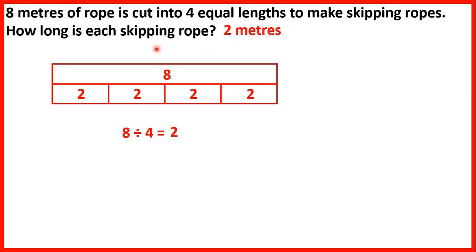We know that for this question we need to divide, because they've given us the total, and then they've given us the number that this total has been split into. So to work out our answer, we need to work out 8 divided by 4, and that's 2, because 2 times 4 is 8.